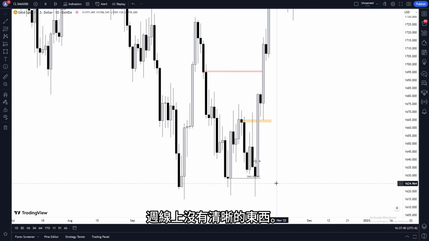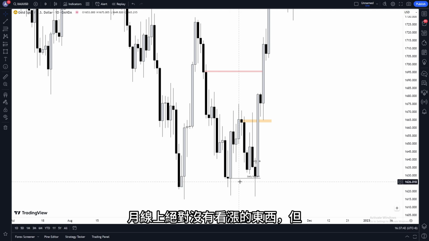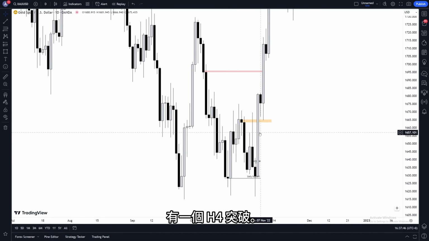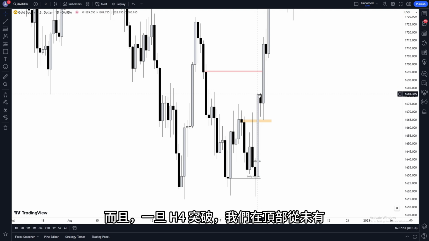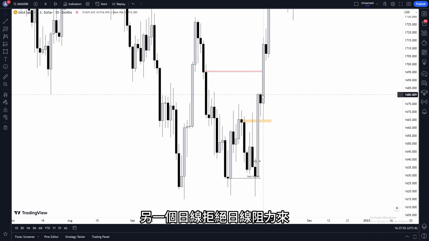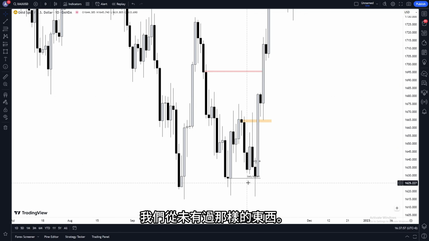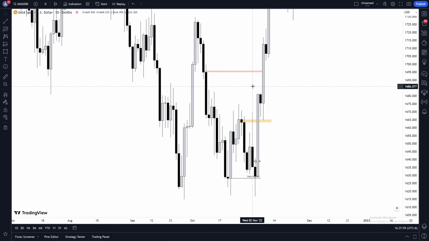We have a daily reject daily. There was nothing clear on the weekly. There was absolutely nothing for bullishness on the monthly, but we do have ourselves a daily reject daily, and we had ourselves a H4 break. This is just the clearest thing of day. And also once H4 broke, we never had another daily reject daily resistance at the top to be a counter playing between daily. We never had anything like that. This was super clear, super clean.